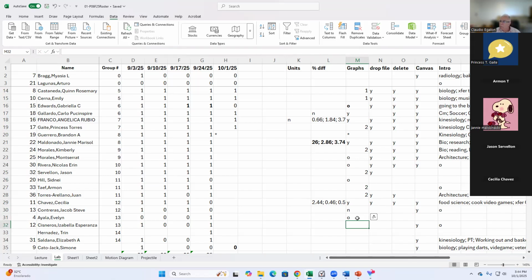Isabella Cisnero. I don't see Isabella either. Elizabeth Saldanha. I don't see Elizabeth either. Let's see. Next. Oh, Evelyn. Let's see. Evelyn is not here. Isabella is not here.